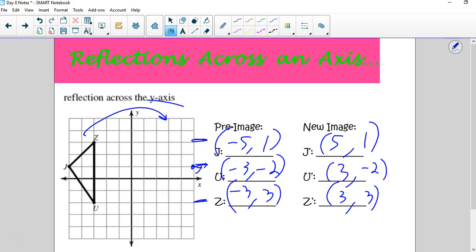3, negative 2, 1, 2, 3. Oh, that's supposed to be positive 2. No, that's the same. That's still negative 2. I'm correcting myself and messing up. 1, 2, 3, negative 2. So that's U prime. And then Z is going to be at 3, 3. 1, 2, 3, Z prime. So I connect the dots, and it is a complete, exact reflection across the y-axis.